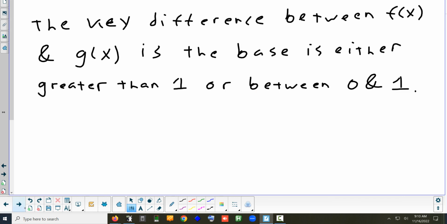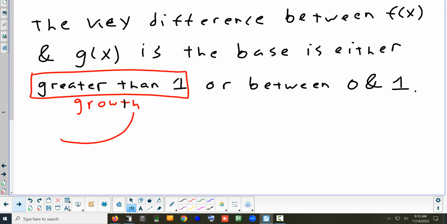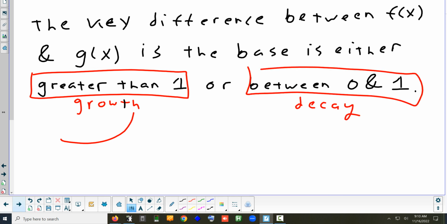So what's the difference between growth and decay? Well, when you have a growth problem, it curves up as you go to the right. And the way you can tell that something is growth is you look at the base. If the base is bigger than 1, that's growth. If the base is a decimal between 0 and 1, it'll never be negative, but if it's between 0 and 1, that is decay. And decay looks like that.